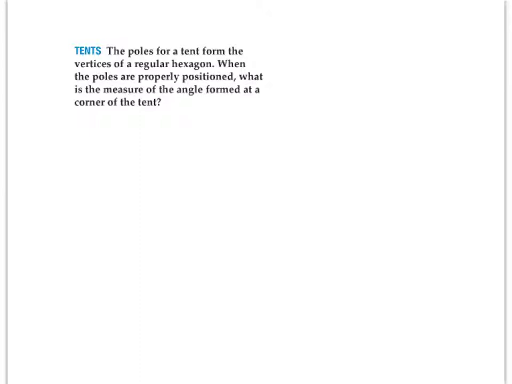Okay, let's do this one. Tents. The poles for a tent form the vertices of a regular hexagon. Hexagon means 6 sides. I'm going to draw a picture. This is a regular hexagon, which means all angles are equal. When the poles are properly positioned, what is the measure of the angle formed at the corner of the tent? We're looking for one of these angles right here.